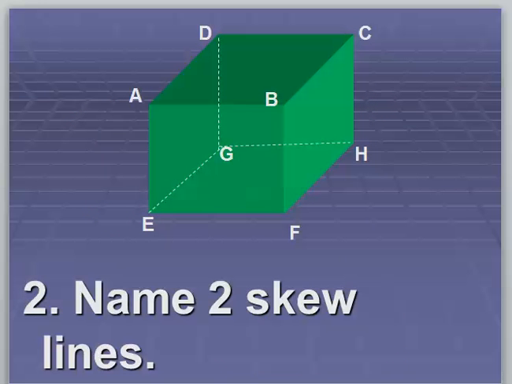Number 2 says name two skew lines. Skew lines are on different levels going in different directions. So I'm going to start again with line AB. Now, skew lines are non-coplanar, so I'm not going to pick anything else that's on the front of the box in that plane, or on the top of the box in that plane, or like GH that would be with that diagonal one. It needs to be on a different plane, separated away from this line, and going in a different direction. And the different direction is important, so I'm going to pick CH.